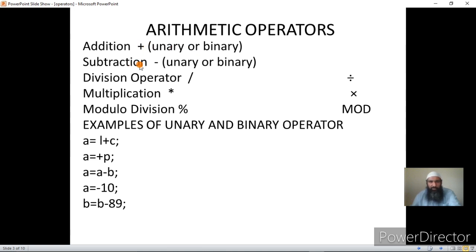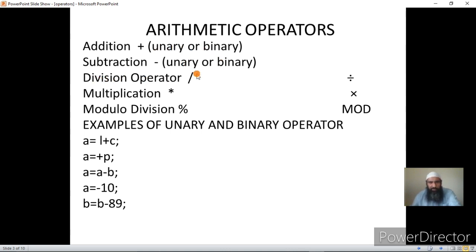Then we have got a subtraction operator, that is minus operator, that can be again used to change the sign of a variable or represent a sign of a constant. Such an operator is a unary operator, or it can be used to perform a subtraction between the two operands. Then in that case it's a binary operator. Examples will follow and you will understand what I mean by unary and binary, but I have already given the definition of unary and binary.